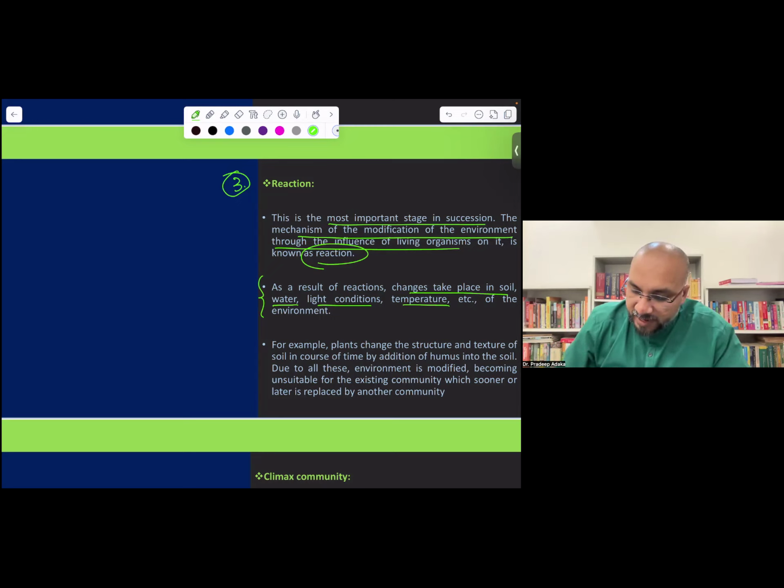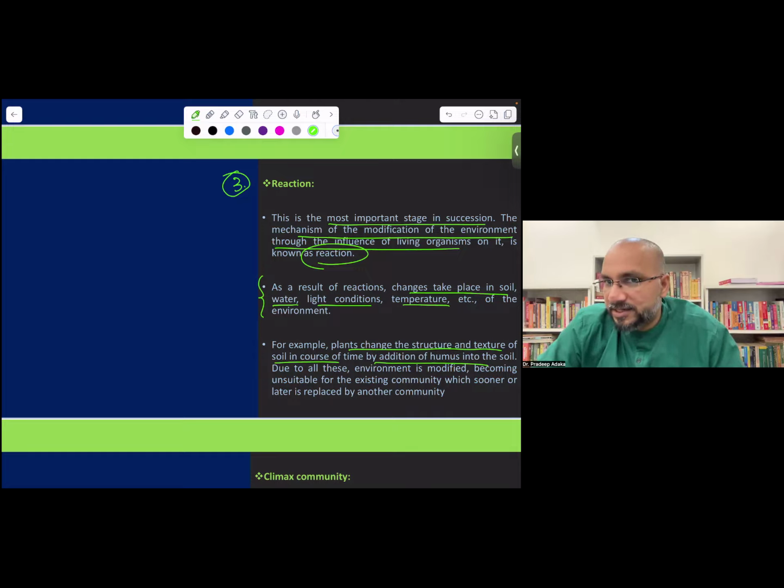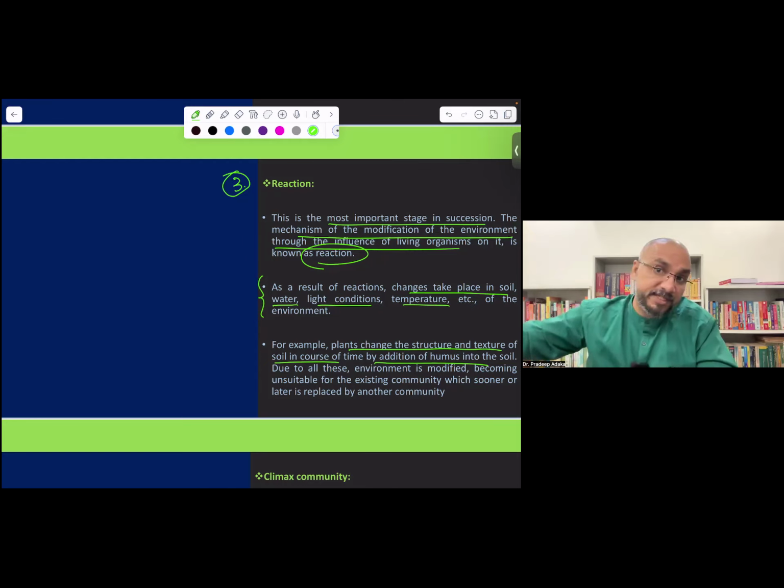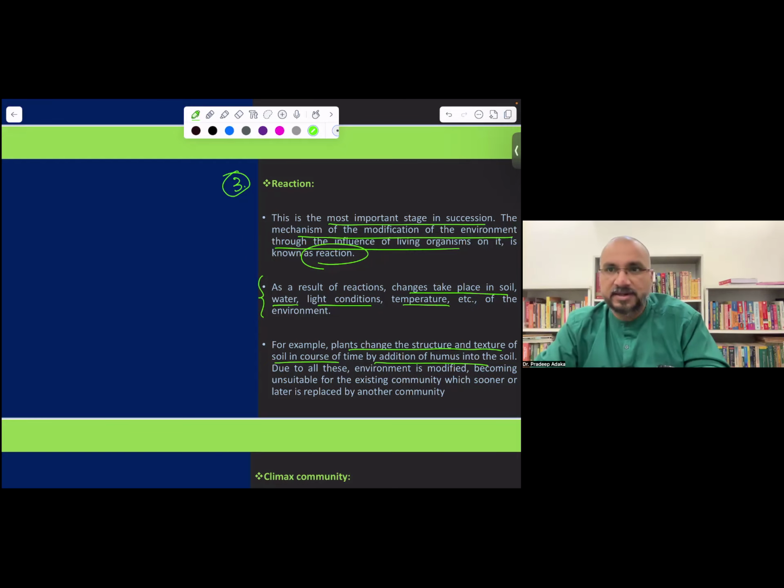So for example, plants change the structure and texture of soil in course of time by adding humus or organic matter. So slowly soil का pH change होता है, soil का structure and texture change हो रहा है. So this is called as reaction. Now ultimately what will happen? All these changes, they make the environment more favorable for another species. दूसरे species के लिए ज्यादा favorable बन जाता है environment.